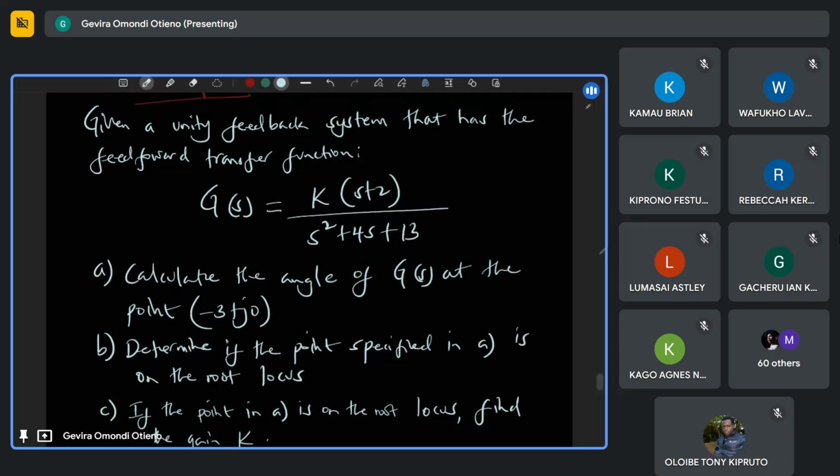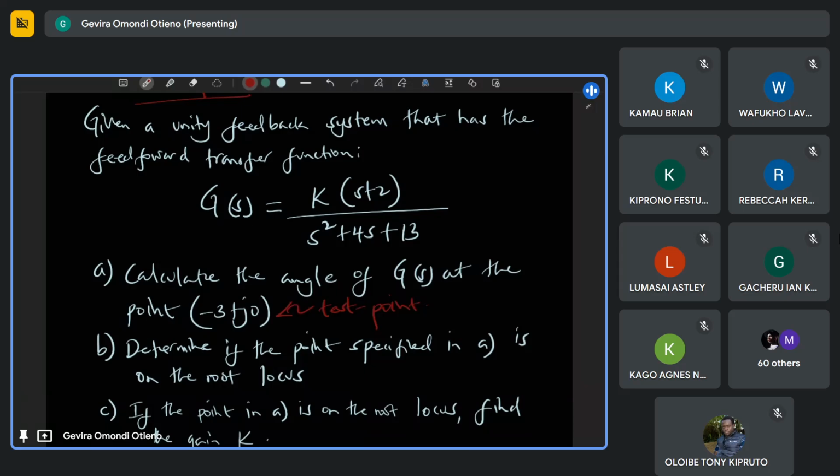Almost similar question to what we have just done, so it should be a very quick solution. Again, remember we are given the feed forward transfer function, which is the G of S. There's a test point provided, and in our case, the test point is of course -3 plus J0. We are to determine whether the point lies on the root locus, and if it does, we need to determine the gain.